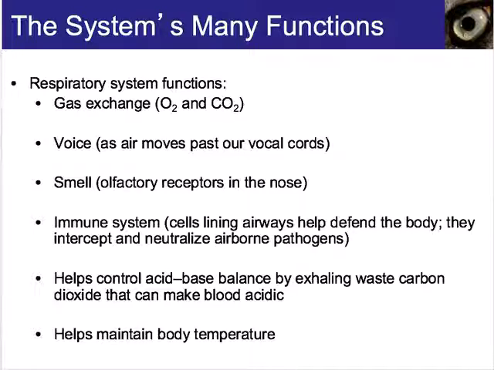Your immune system utilizes your respiratory system. Cells lining the airways help defend the body and intercept and or neutralize airborne pathogens. So whenever you breathe in a bad guy, a germ or a virus, you have immune cells in your respiratory system that protect you. It can also help control acid-base balance by exhaling waste carbon dioxide that makes the blood acidic. So when you have too much CO2 in your body, your blood will actually become acidic, and it also helps maintain your body's temperature.